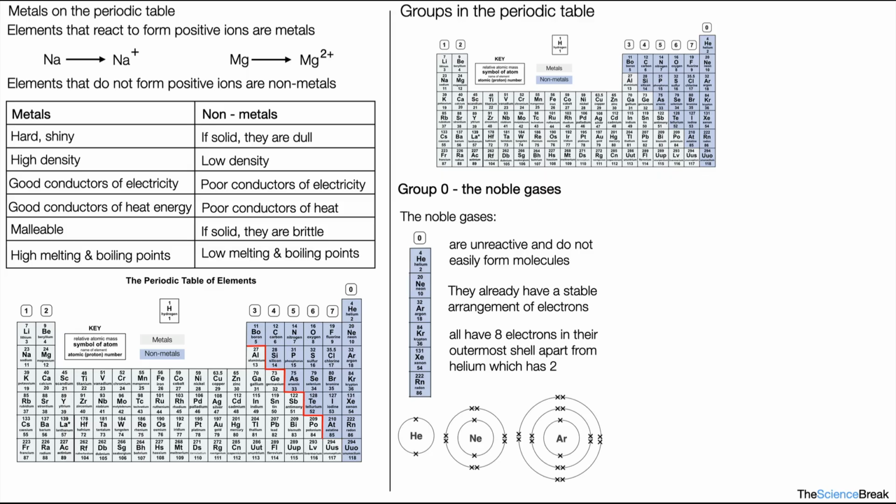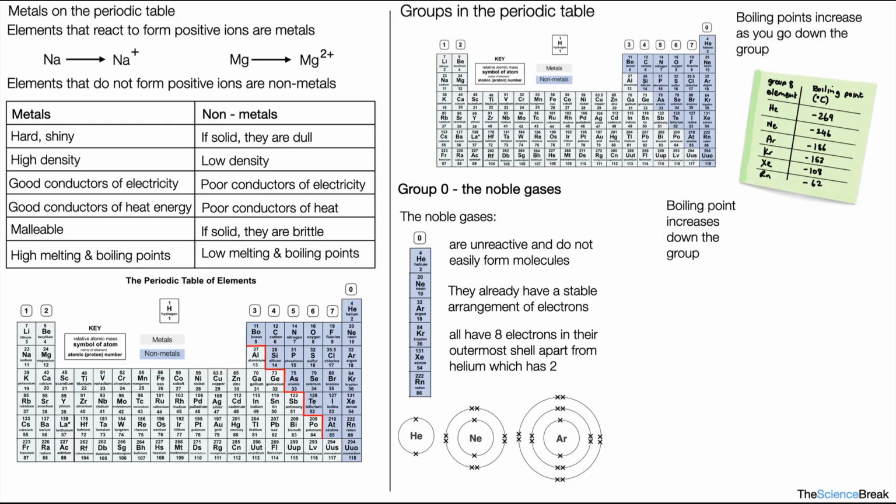And these are 3 elements from group 0. You can see they all have a full outermost shell, helium with 2 in its outermost shell, and neon and argon with 8 in the outermost shell. Boiling points increase as you go down the group. This is because the atoms become larger as you go down the group.